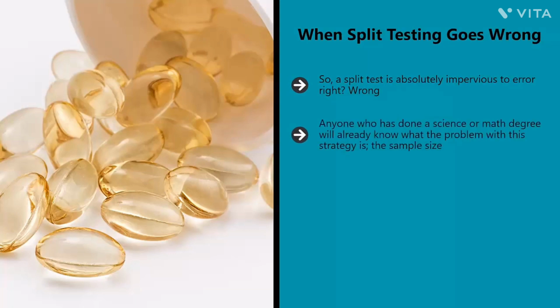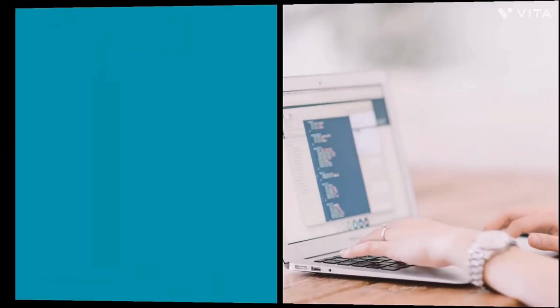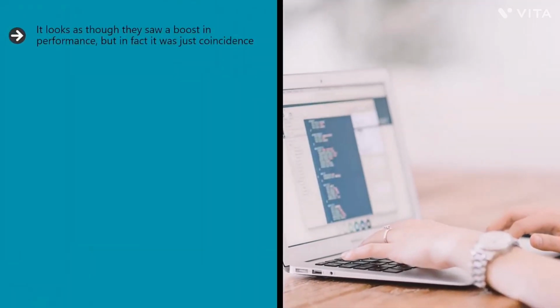Wrong. Anyone who has done a science or math degree will already know what the problem with this strategy is: the sample size. Going back to the lab for a moment, a sample size refers to the number of subjects who take part in the study. Because if you have one person take the sugar pill and one person take the real drug, then you can't be certain that the person taking the real drug didn't also happen to get over a cold that same day. It looks as though they saw a boost in performance, but in fact it was just coincidence.